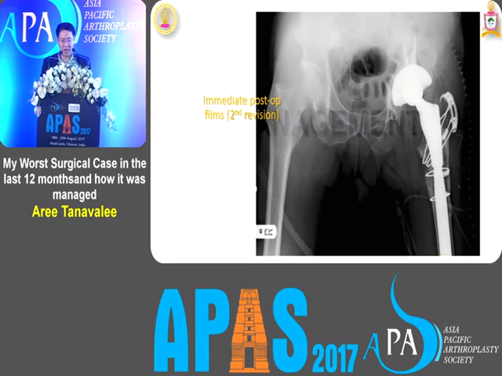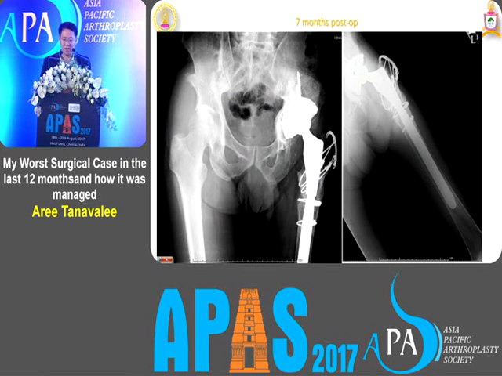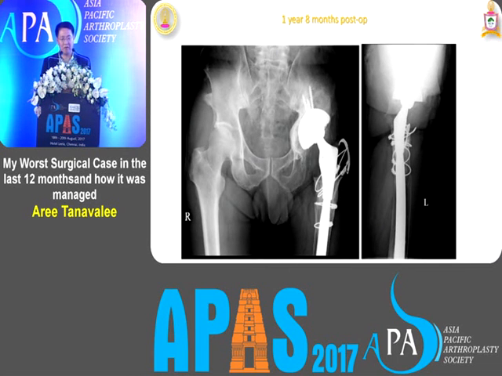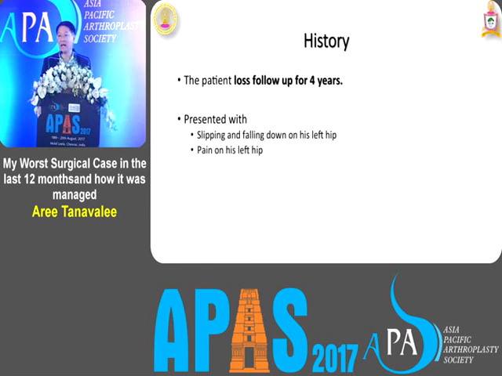This time we again put in a cylindrical stem, because we don't have a fluted taper. And you can see the size of the stem is about 4.5 millimeters larger than the previous one, and it seemed good. We used the trochanteric slide, and when we followed the patient, it healed nicely. We followed the patient longer and the patient did well. This is close to 2 years. And then the patient was lost to follow-up for another 4 years.